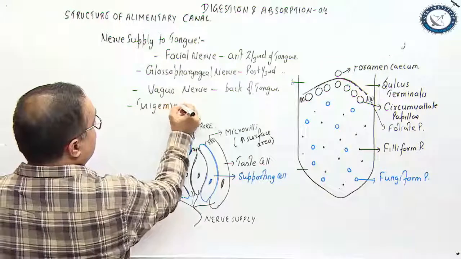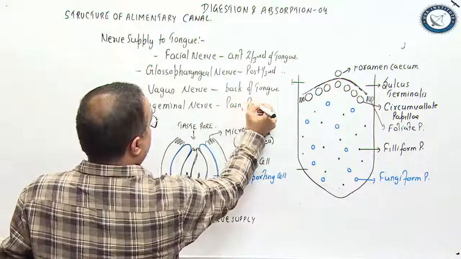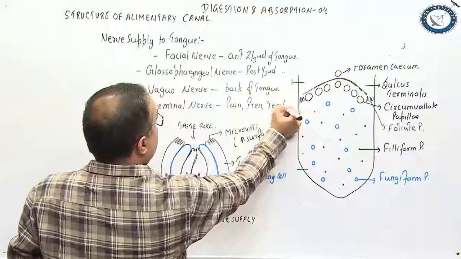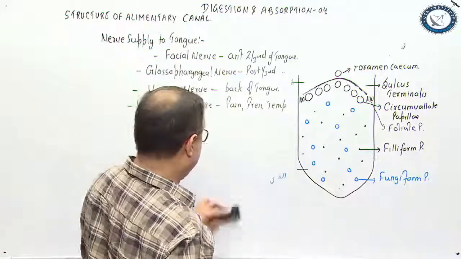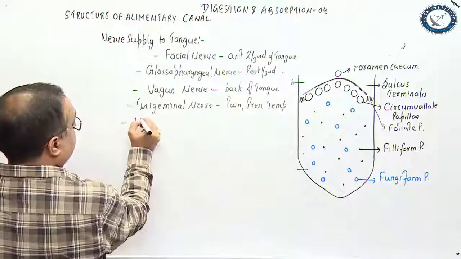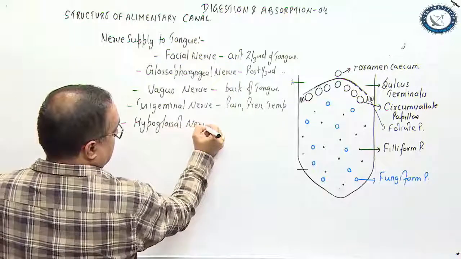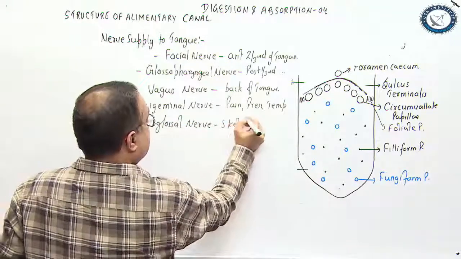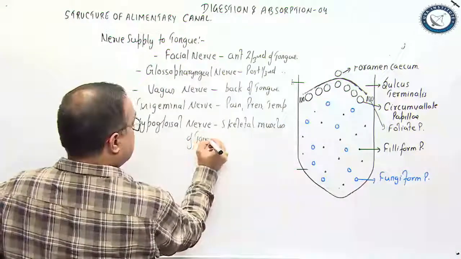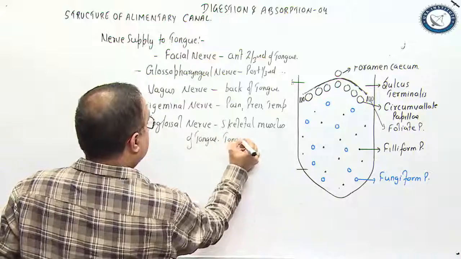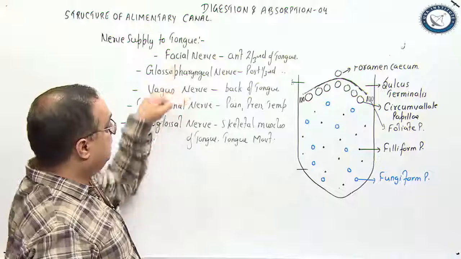Trigeminal nerve. It carries the sensation of pain, pressure and temperature from tongue surface, right? Another nerve is hypoglossal nerve. Hypoglossal nerve supplies the skeletal muscles of tongue, and it is for tongue movement. Right? You are able to move your tongue with the help of this nerve.